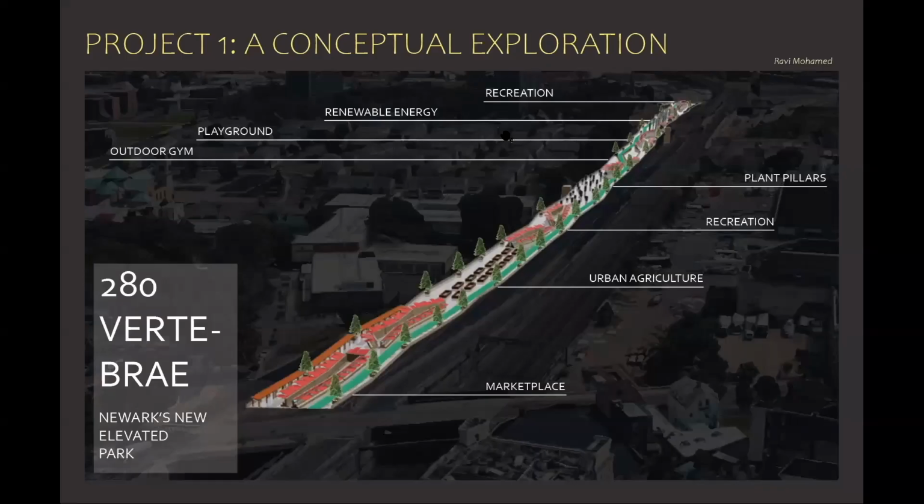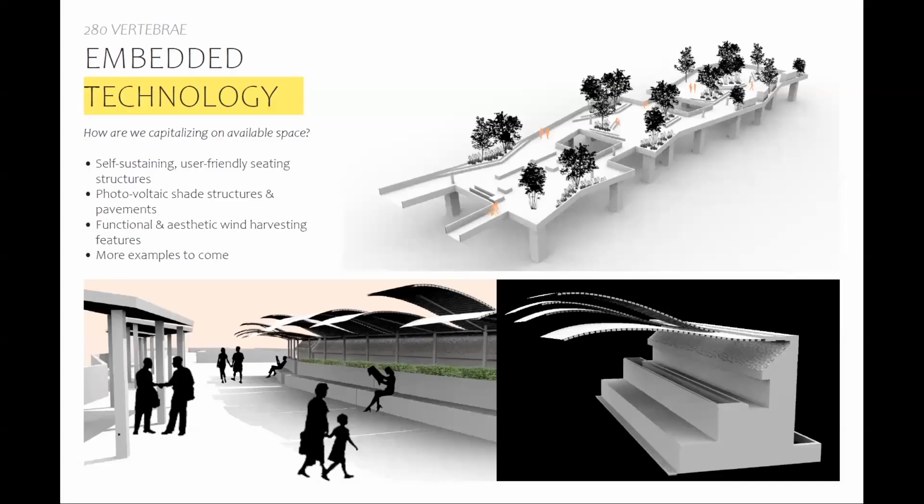So to begin with renewable energy, we're first going to look at a project that I worked on. And this project is titled 280 Vertebrae. It's this proposed cap on a stretch of Route 280 cutting through Newark. And this is just a bit of a conceptual exploration in renewable energy and how it can be applied to Newark's neighborhoods. And so the whole theme with this is, how are we capitalizing on our available space?